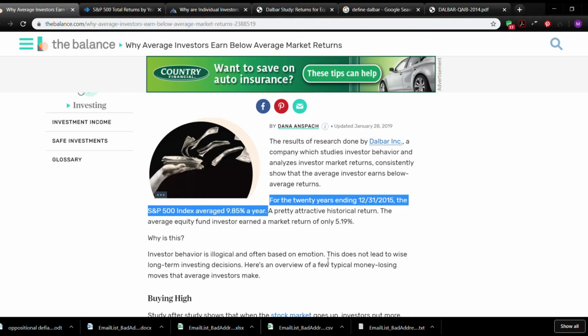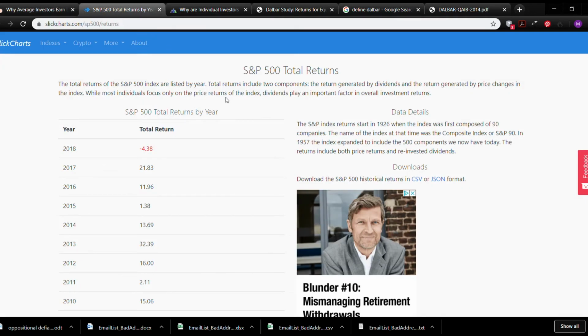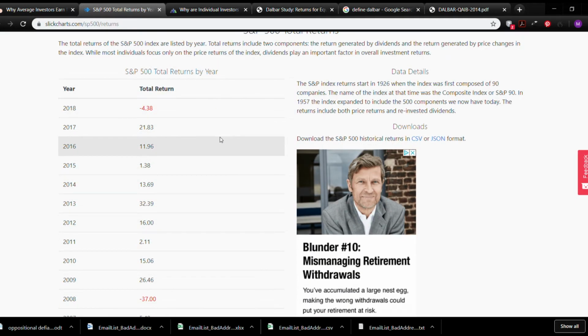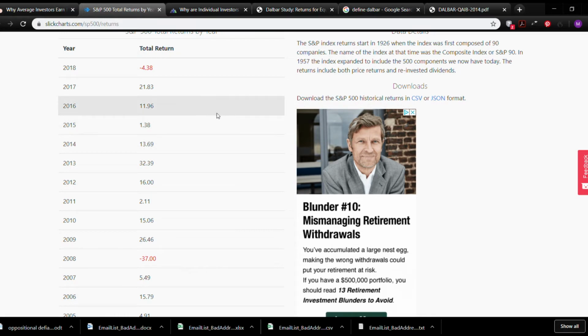I'm going to start with the sentence that's highlighted there. For the 20 years ending on 12/31 of 2015, the S&P averaged 9.85% per year. To get the average, I just Googled S&P average return. We're on a website called Slick Charts. This particular website, basically you can see, represents the S&P's returns over a period of time.